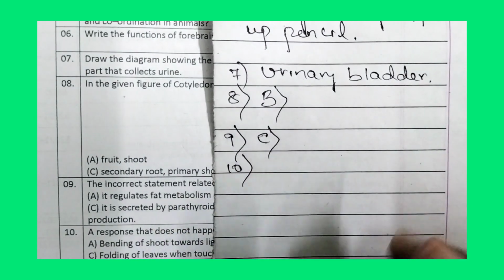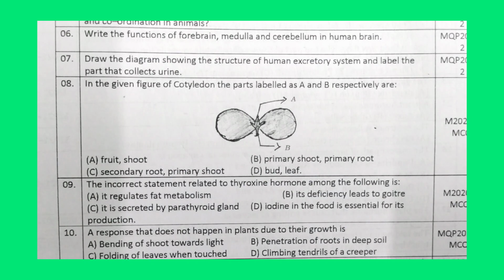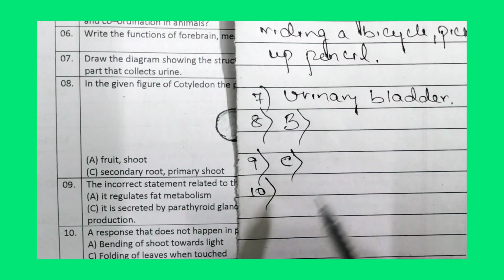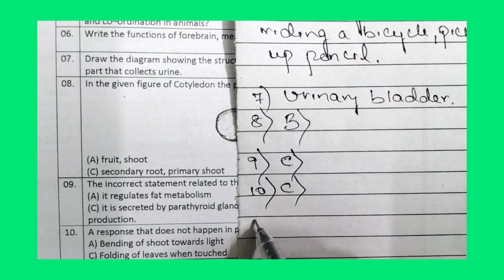Now let us move to the 10th question. A response that does not happen in plants due to their growth is: bending of shoot towards light is a response related to growth. Looking for the one that is not, folding of leaves when touched, as in the touch-me-not plant, has no relation to the growth of the plant. So the right answer for the 10th question is option C.